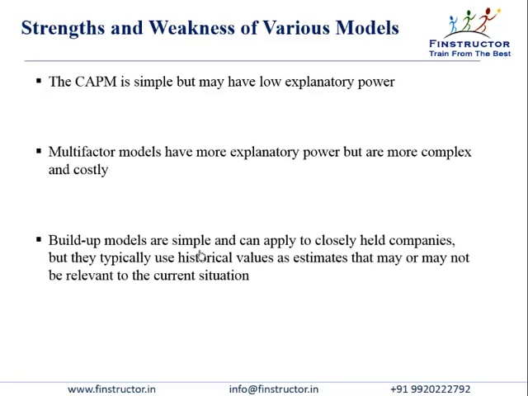Build-up models are simple, wherein we don't have beta. We just add a risk premium for the various risk exposures and can be applied to closely held companies, but they typically use historical values as estimates that may or may not be relevant to the current situation. So to calculate the size premium or the liquidity premium, it comes from the historical returns that illiquid stocks have given over and above liquid stocks, or what small companies have given over and above large companies. So those historical returns may not be very reliable for the future.